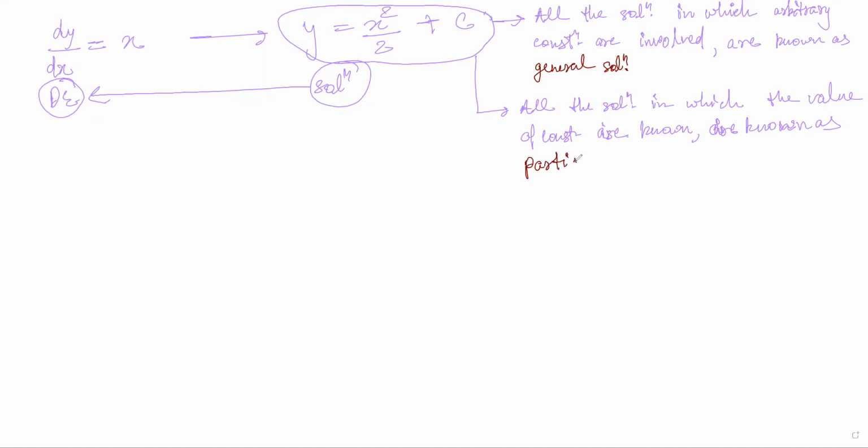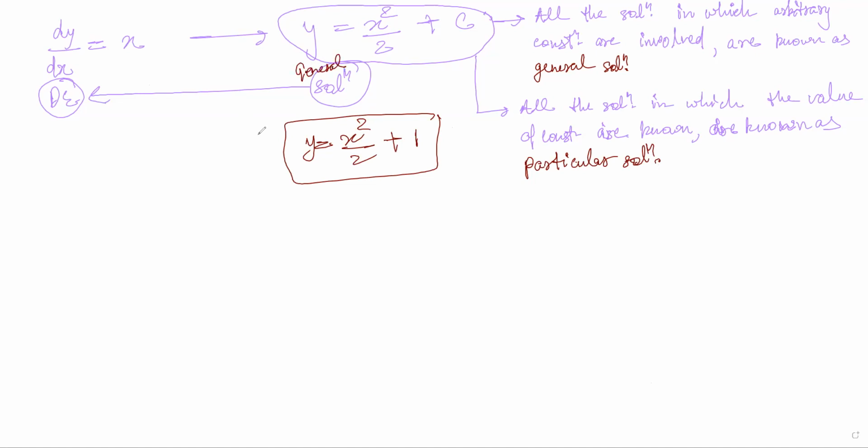So let's say you know the value for c. I mean, there are many values of c possible. So this is a family of curves. But if I take, let's say, the value for c as 1, so this is y is equal to x square by 2 plus 1. So this is a particular solution for this differential equation. This is the general solution, and this is a particular solution. So a particular solution is one in which there is no unknown constant involved. And if you use these arbitrary constants, in that case, the solution will be known as the general solution.